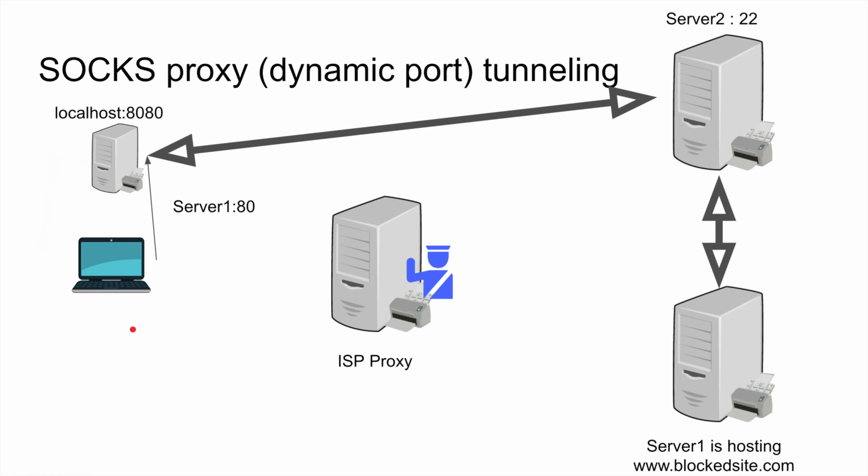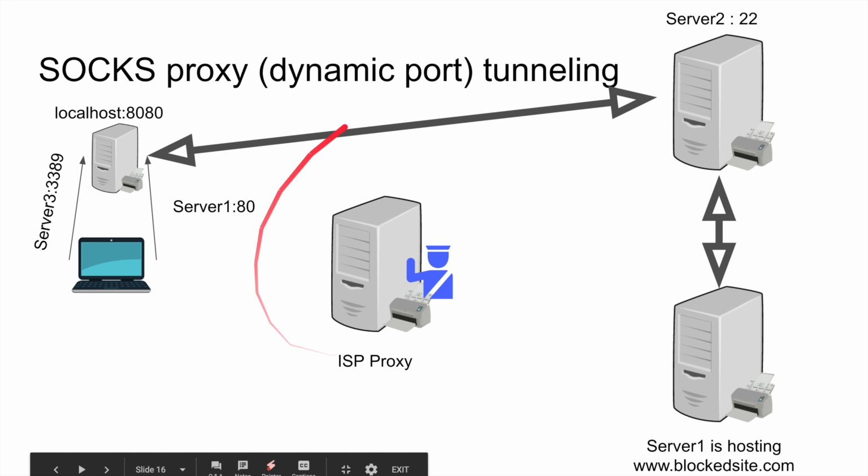What if I make a request to server 3 port 3389? What happens? Does it also go through the proxy? Yes, everything goes through the proxy, and that's the cool thing. Now by just serving that proxy, all the requests go through your tunnel. So if this is encrypted, if you want your ISP to not know what you're doing, you can do that.